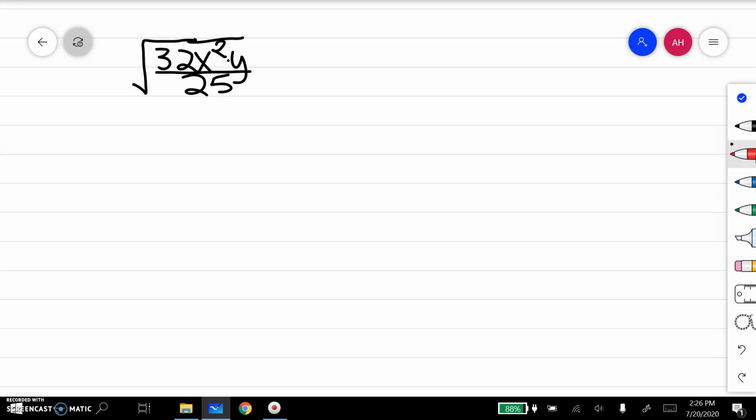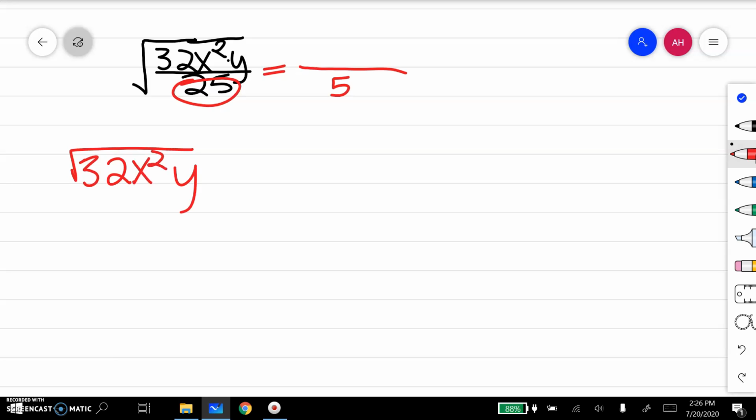So before we look at the top, I just want to look at the bottom real quick because it's pretty easy. If you just think about the square root of 25, that's 5. So we've already taken care of that. So I'm going to come down here and look at 32x squared y. Again, we're going to do them separately.